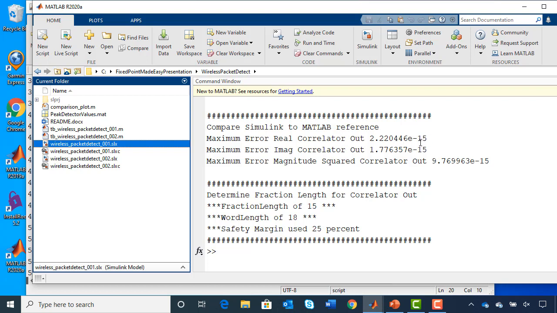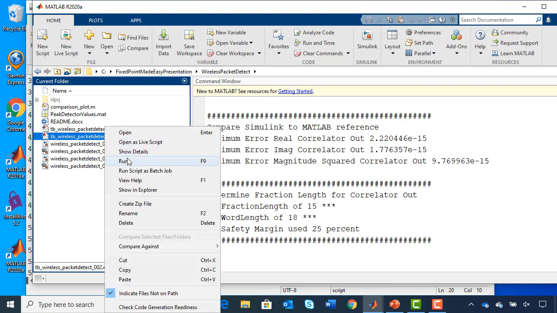You're seeing errors here of 10 to the minus 15. Sometimes we call that machine error. If you do enough floating point calculations in slightly different order, you'll see error on the order of 10 to the minus 15. So that's not uncommon. Okay. The big thing here is the fraction length for the correlator out came back as 15, and we set that for a word length of 18, and we used a safety margin of 25%. Let me now run a model that actually applies that.